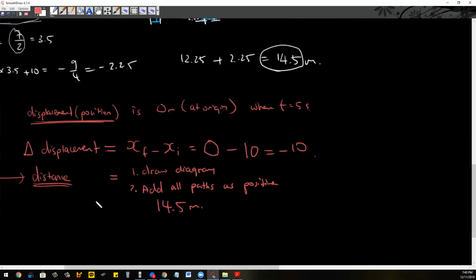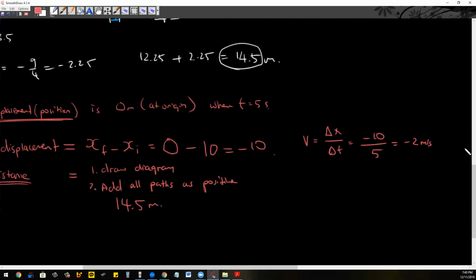So from change in displacement, we get the average velocity. Average velocity is change in displacement over change in time. So that's equal to minus 10 over 5 seconds. So that's minus 2 meters per second, right? That's how you get the velocity. And the speed is distance divided by time. So that's equal to 14.5 divided by 5. Okay?